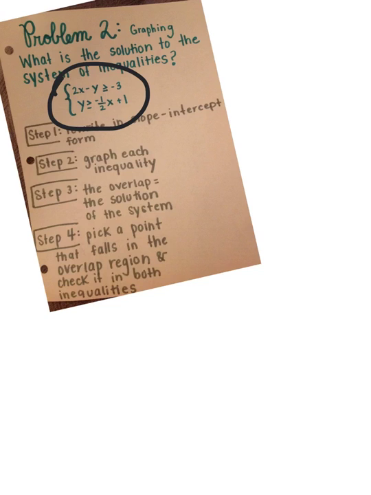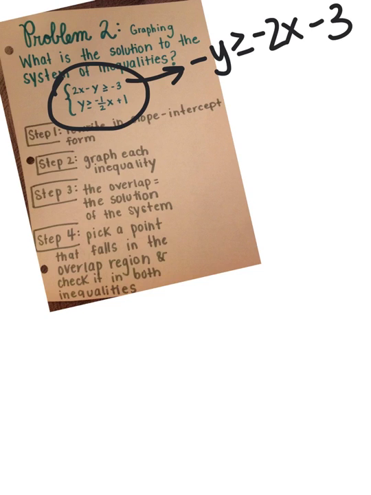So before we do any graphing, we have to rewrite our inequalities in slope-intercept form. The second inequality is already in slope-intercept form, but let's do this first one here. It's going to be negative y, if I subtract 2x from both sides, is greater than or equal to negative 2x minus 3. I'm going to divide everything by negative 1 because I want y to be positive. So I'm going to flip my sign, and I'm going to be left with y is less than or equal to 2x plus 3. Okay, so now I have both of my inequalities in slope-intercept form.